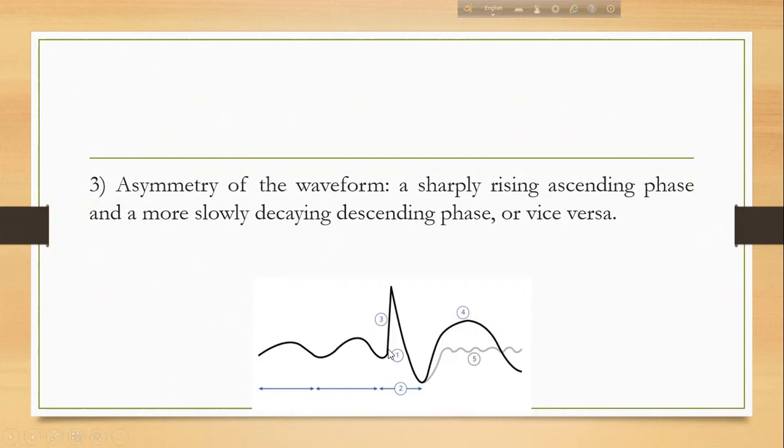And number 3, asymmetry of the waveform. In the wave, we can see there is an ascending arm and a downgoing arm. So the ascending arm and descending arm should be asymmetrical. That means the sloping should be completely different. That means the ascending limb is steeper than the downgoing limb. It can be the opposite also. So the ascending and descending limbs should be completely different, asymmetrical.